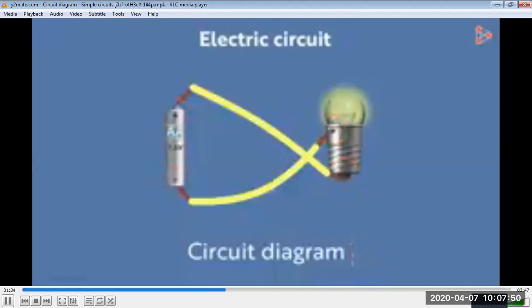If you look at this circuit, the positive terminal of the cell, which was initially connected to this terminal of the bulb, is now connected to the other terminal. Similarly, the negative terminal, which was initially connected to this terminal, is now connected to this one. So how will the circuit diagram of this circuit look?